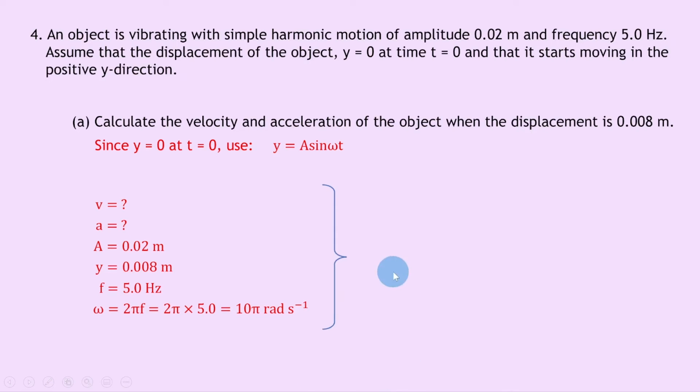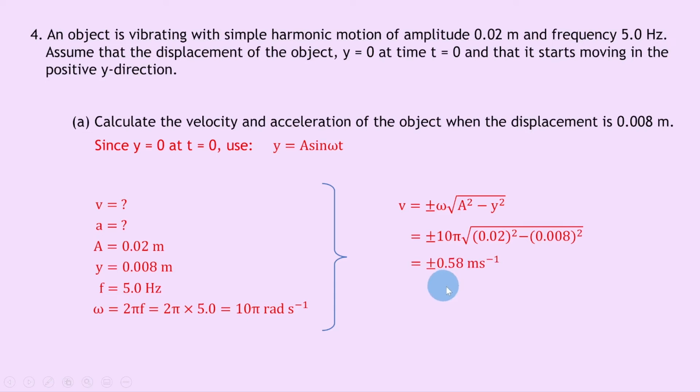So let's firstly write down our expression for the velocity of an object undergoing SHM, which is v equals plus or minus omega times the square root of a squared minus y squared. So substituting in the numbers, we get plus or minus 10 pi times the square root of 0.02 squared minus 0.008 squared. And putting that into your calculator, remembering to take the square root, gives us plus or minus 0.58 meters per second.